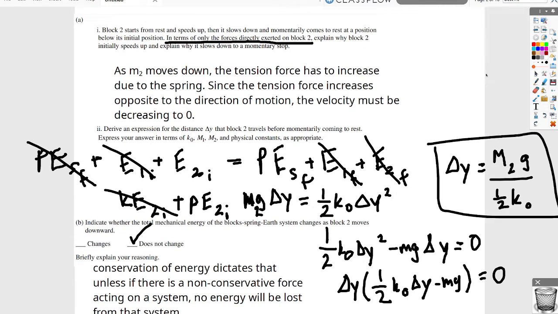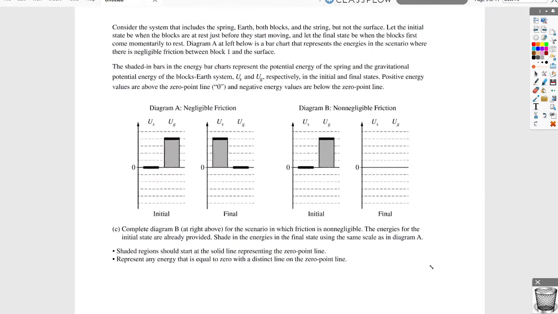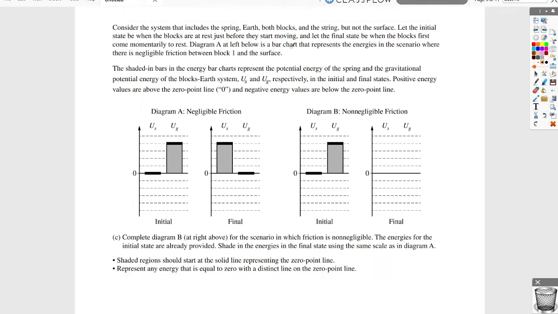We're gonna move this to a new page, and I'll probably also move most of my things to a new page. So let's do this. Consider the system. It's the same system, and this is US, which means potential energy. I like putting PE because it's better than U. But US and UG. The shaded in bars represent potential energy of the spring, gravitational potential of the block Earth system, US, UG, respectively, in initial and final states. Positive energy values are above the 0 point line, negative energy values below the 0 point line. So these are your energies, initial and final.